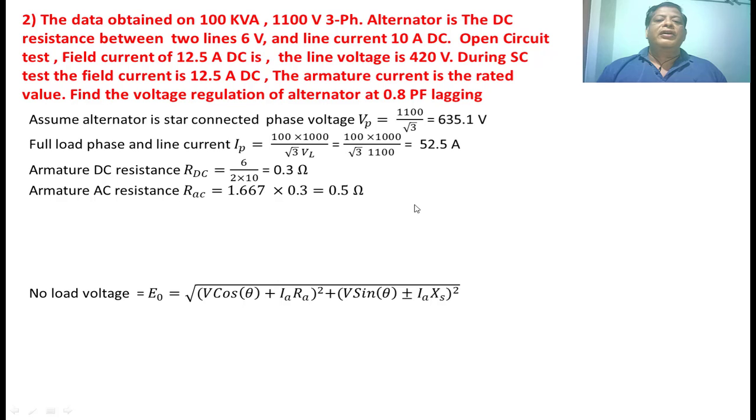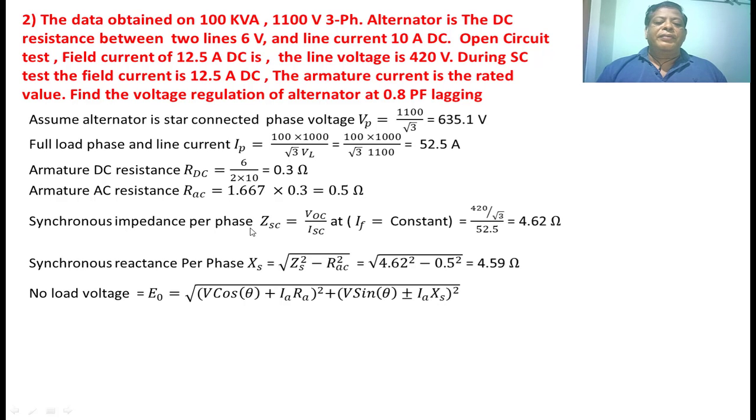But in this numerical, the armature resistance is not given directly. They have conducted the DC test to find the armature resistance. So, the armature DC resistance equals this voltage divided by this current, nothing but 0.3 ohms. But the armature winding is operating at an AC voltage. So, the AC resistance will be greater than the DC resistance. So, 1.667 into 0.3, that is equal to 0.5 ohms.